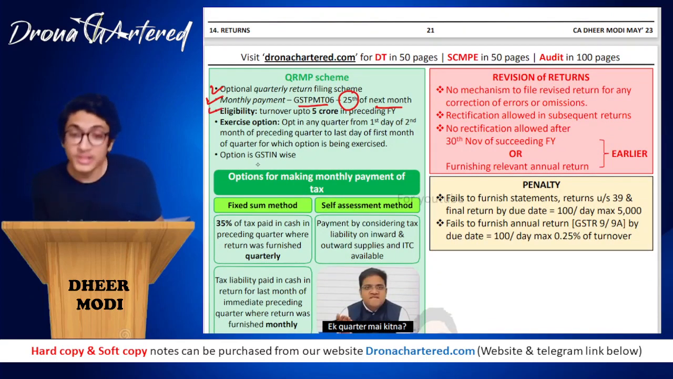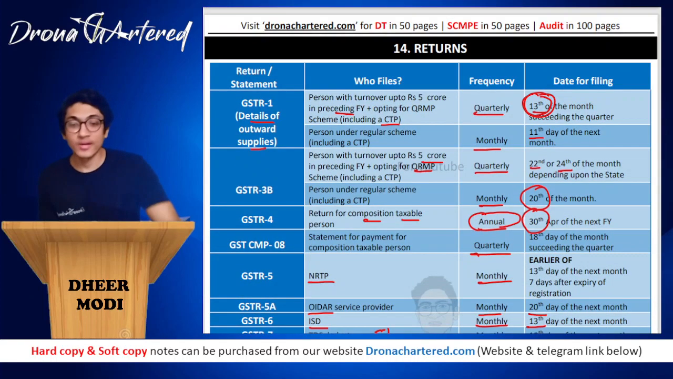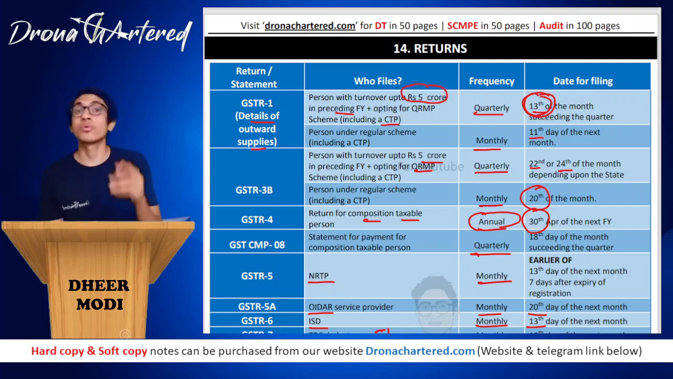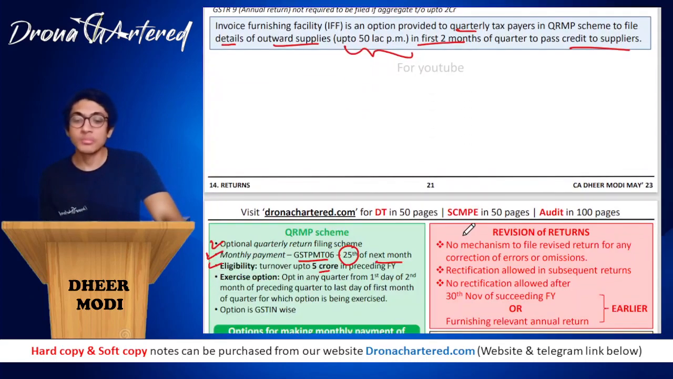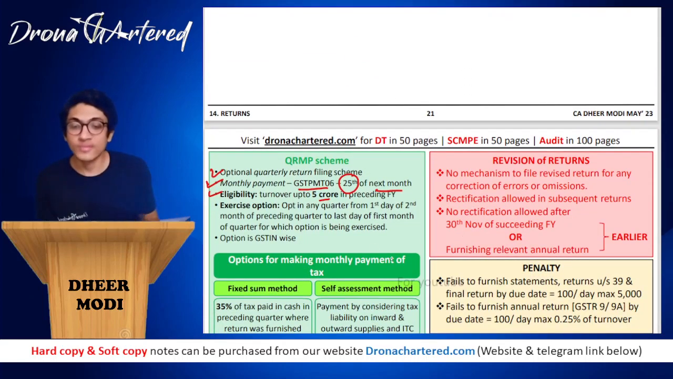Next is your eligibility. Eligibility, your turnover should be up to 5 crores in the preceding financial year. Therefore, over here I had mentioned that your turnover should be up to rupees 5 crore, because otherwise you will not be eligible itself for your QRMP scheme. So your turnover should be less than 5 crores.